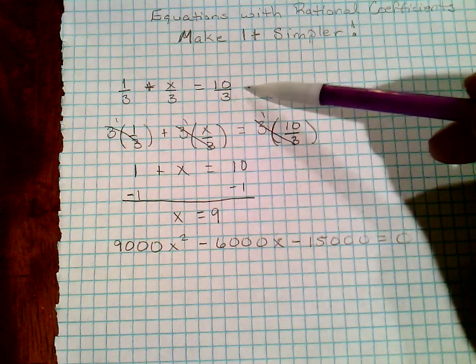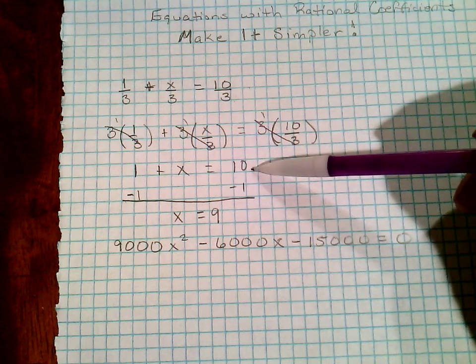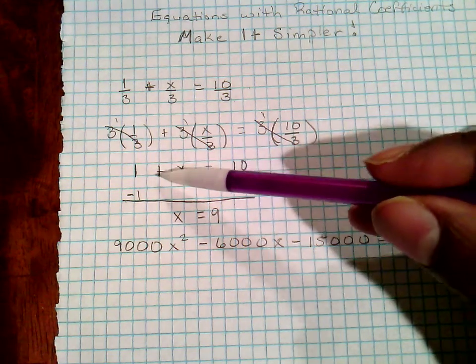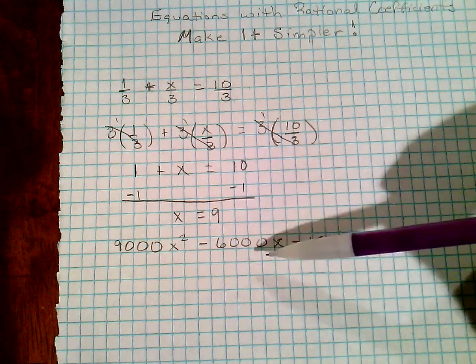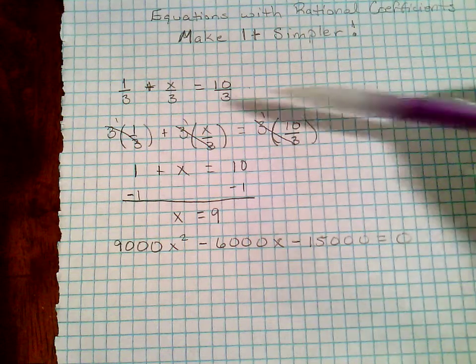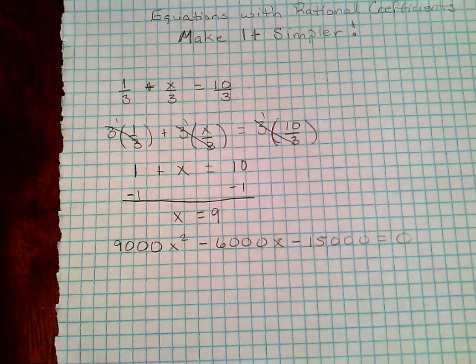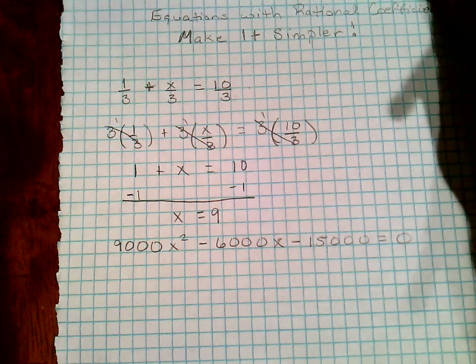Notice how we go from here to here, back to regular whole numbers. And with that, I have a much simpler equation to solve than what I started with. All right?